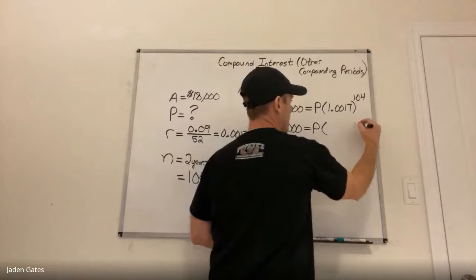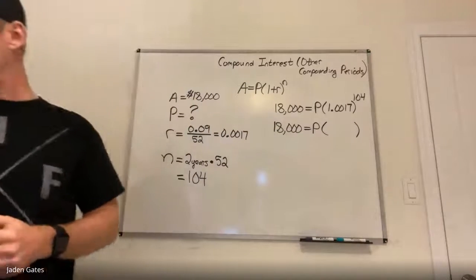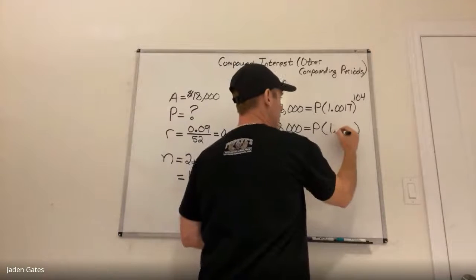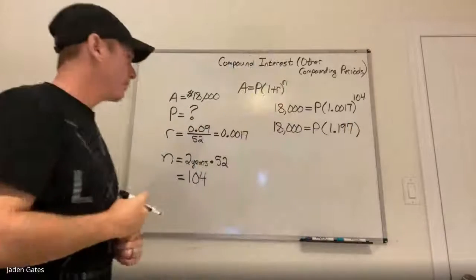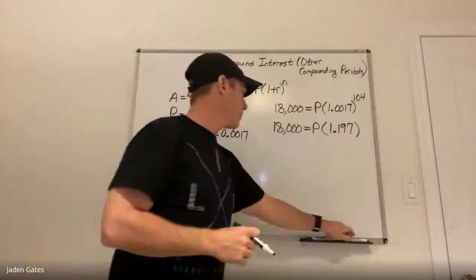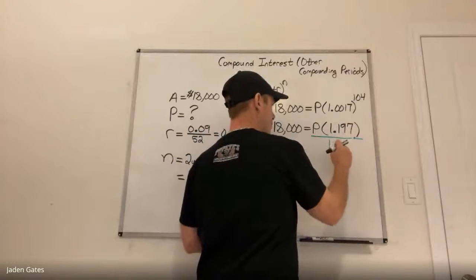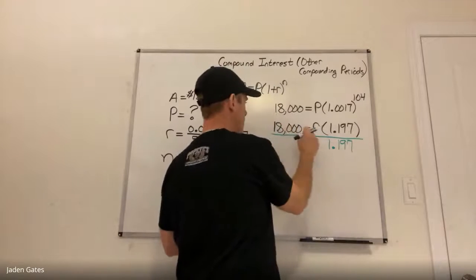Okay, so I'm going to do my exponent over there first. All right, so I take my 1.0017 and take it to the power of 104. Definitely calculator work there. And I'm getting 1.197. All right, and of course, the last thing is to divide to get P by itself. So I'm going to divide by 1.197 on both sides.